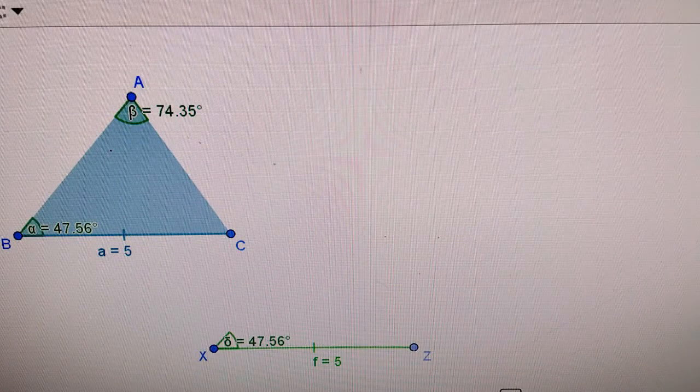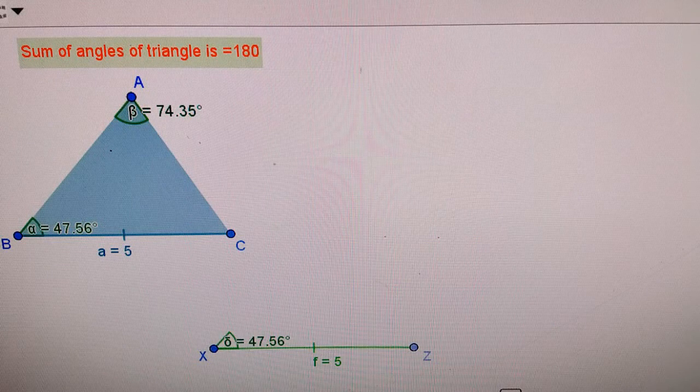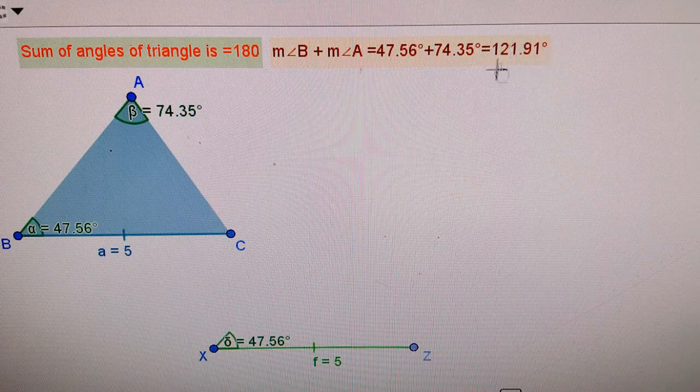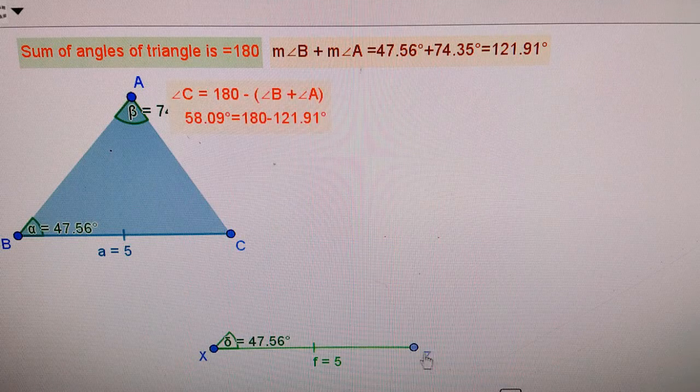You know that the sum of the measures of the angles of a triangle is 180 degrees, and you have been given only two angles here, angle B and angle A, and you have to identify the third angle. Therefore first you have to find the sum of these two angles, angle A and angle B, which is 121.91, and you have to subtract this from 180. You will get this angle C, the third angle. See here, angle C equals 180 minus (angle B plus angle A), and the measure of this angle C is 58.09.